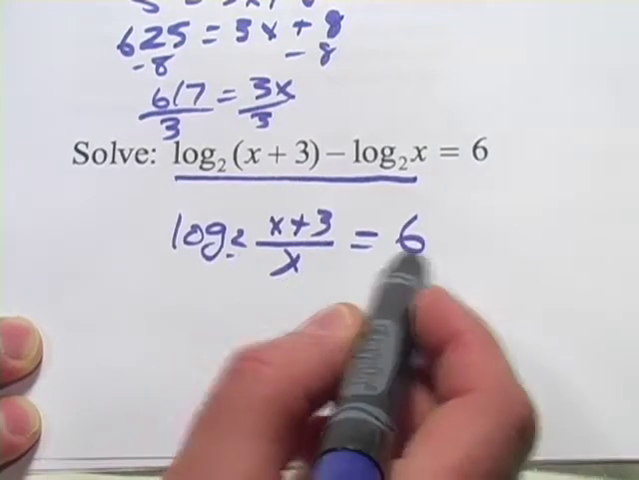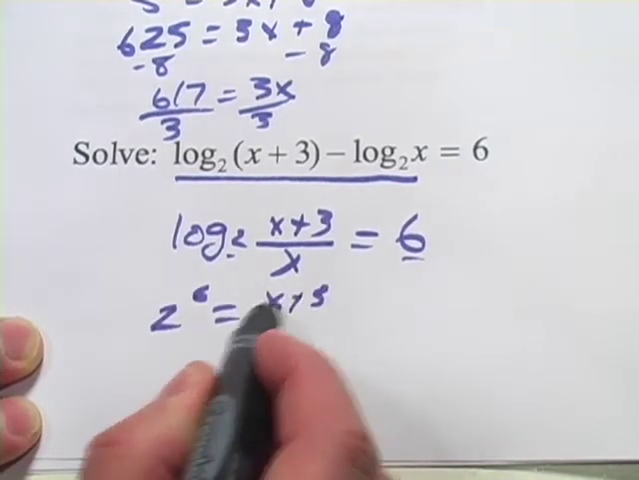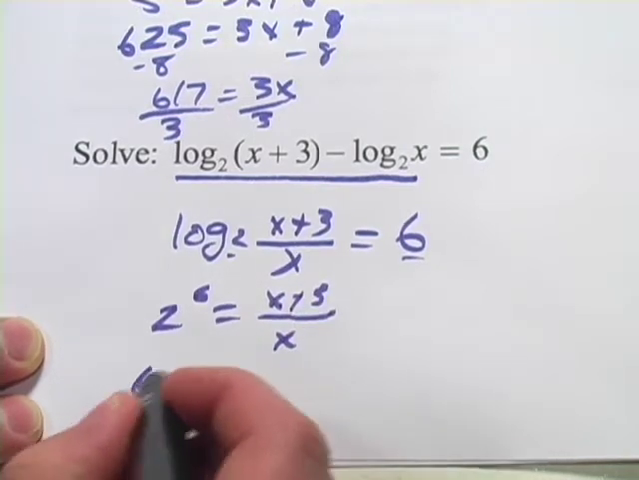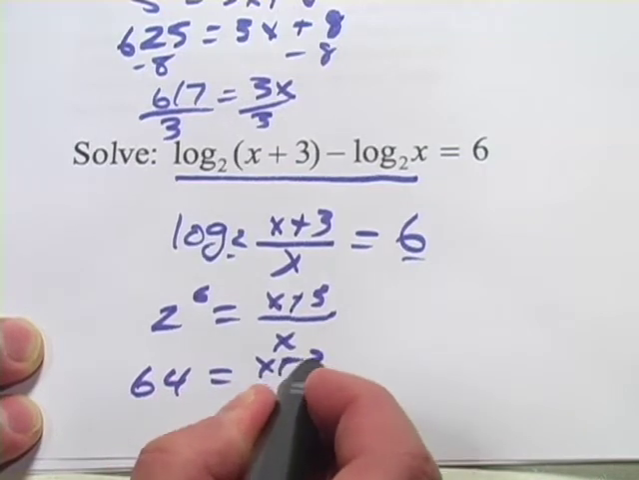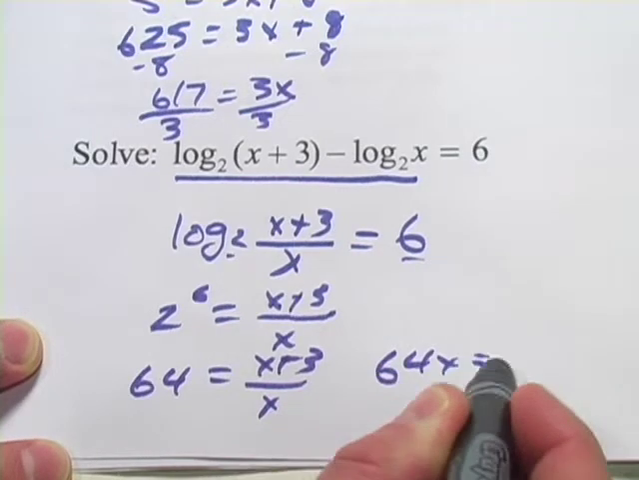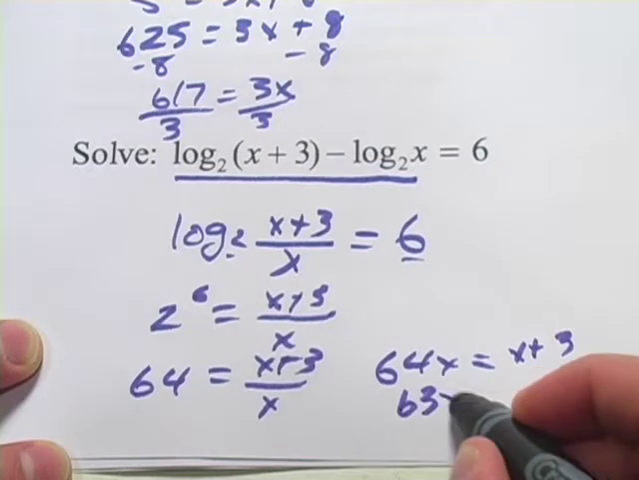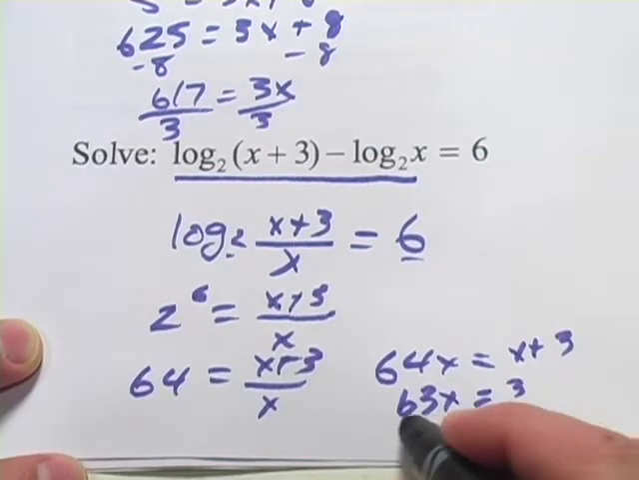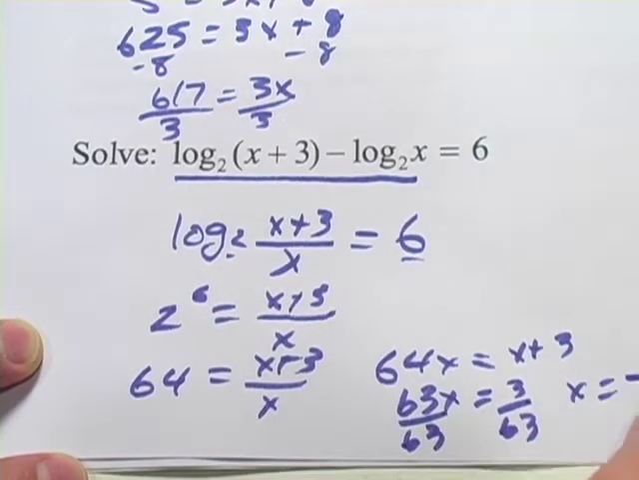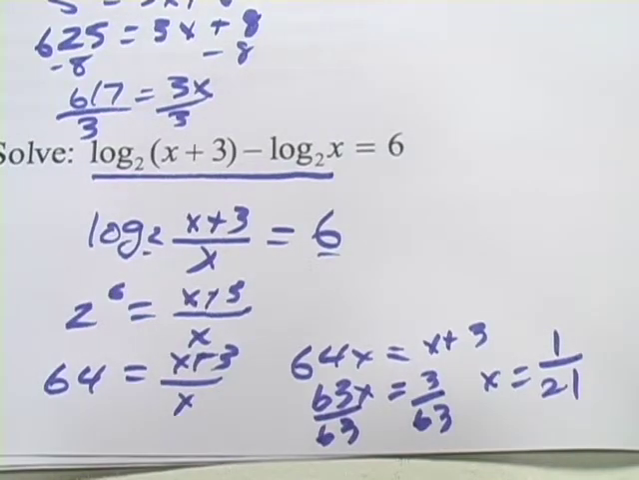Once we get it here, we can pretty easily write it in its exponential form. So we'll take the base of 2, raise it to the 6th power, and set it equal to that. So 2 to the 6 equals x plus 3 over x. And 2 to the 6th is 64, so 64 equals x plus 3 over x. We can multiply both sides by x, and we get 64x equals x plus 3. Subtract an x from both sides, we get 63x equals 3, and then divide by 63, and we get x equals 1 over 21. There it is. All right, a couple more.